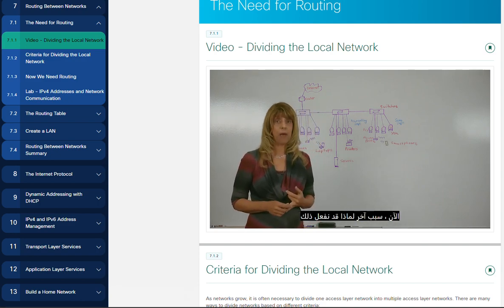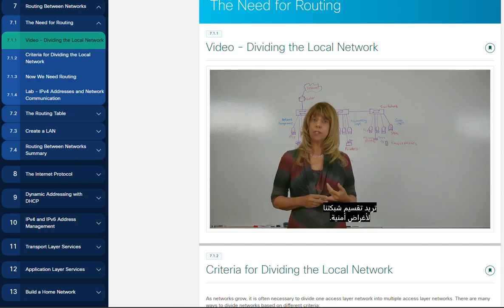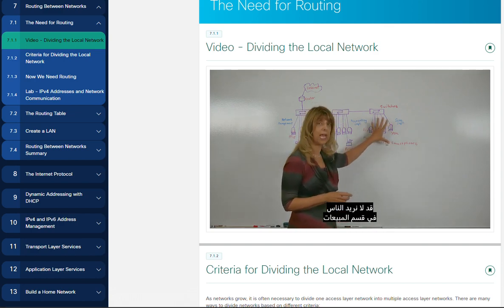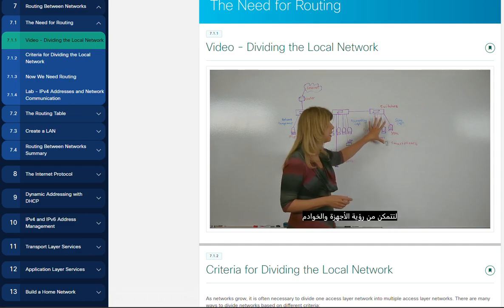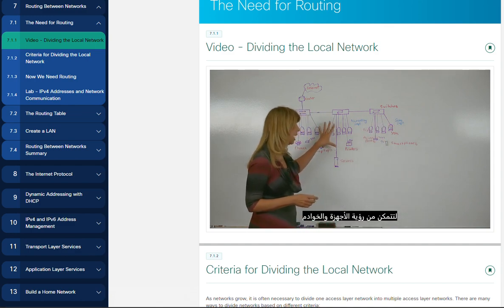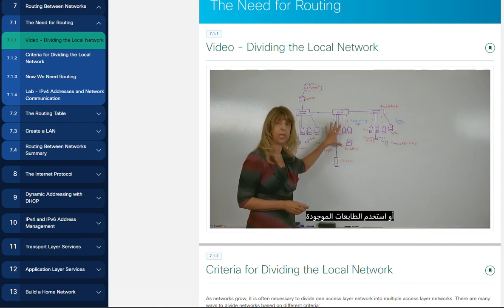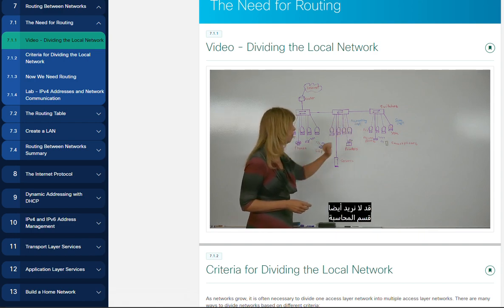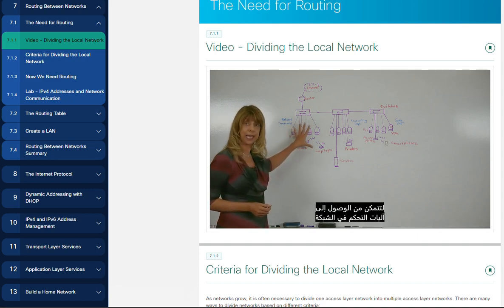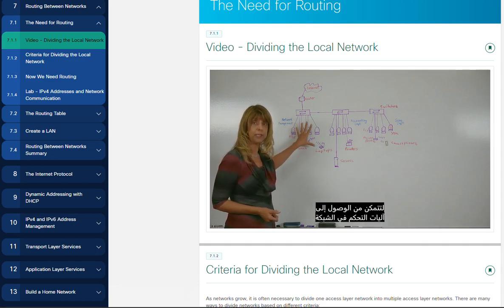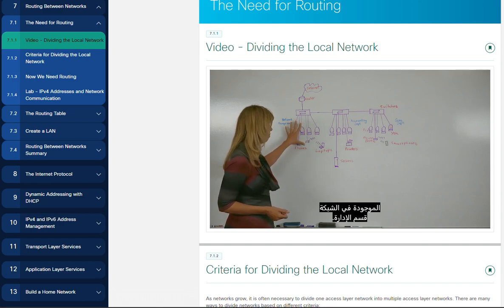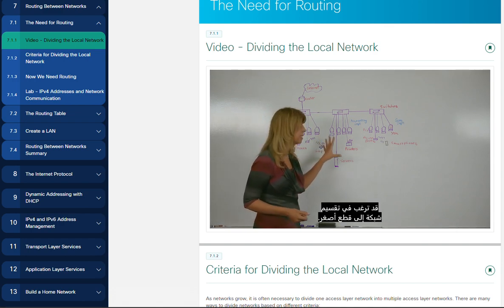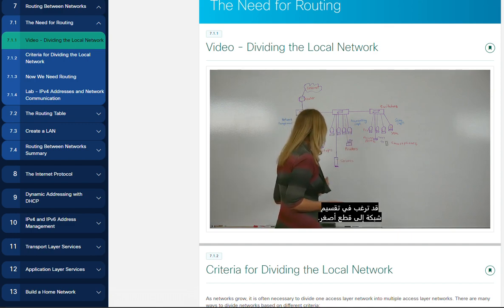Now, another reason that we might want to divide our network is for security purposes. We may not want people in the sales department to be able to see the devices and servers or use the printers that are located in the accounting department. We might also not want the accounting department to be able to access the network control mechanisms that are in the network management department. So that's another reason why we might want to divide our network into smaller pieces.